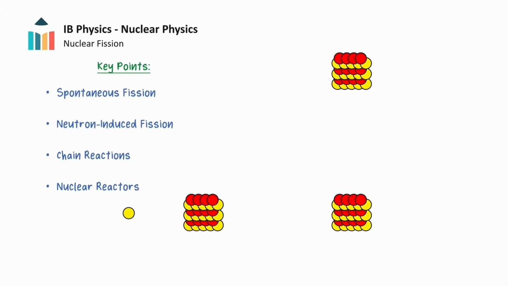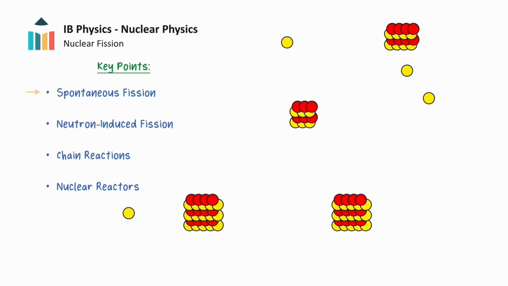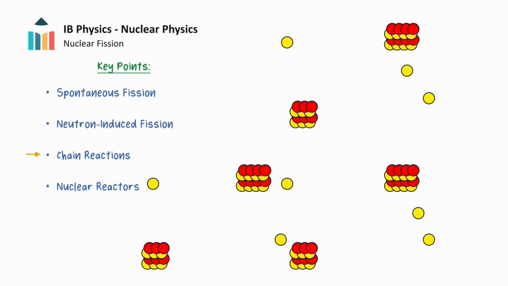In this video, we will cover nuclear fission in detail. We will look at two types of fission, namely spontaneous fission and neutron-induced fission. Afterwards, we will see how these fission reactions can cause a chain reaction of further fission reactions, and then explore how these chain reactions can be controlled in nuclear reactors.